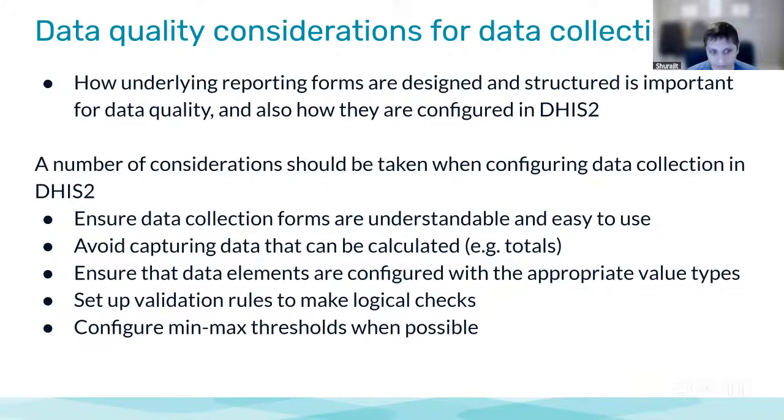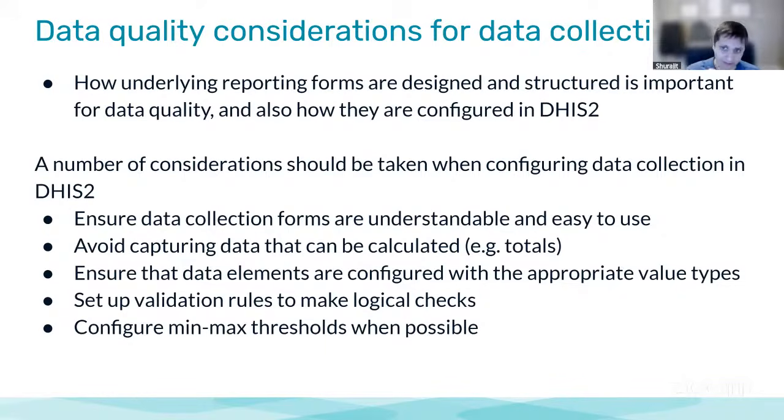So the first one, pretty self-explanatory. It's just ensuring that the data collection forms are understandable and easy to use. When you think about this, you probably don't want a lot of scrolling, let's say, horizontally. You don't want headings that are hard to follow. So if you scroll vertically and you can't see the boxes at the top, people don't know where they're entering data. Simple things like that can help with the design overall. Avoiding capturing data that can be calculated. So for example, if you can get a row total or a column total, then maybe you can automatically calculate that based on the data that's entered.